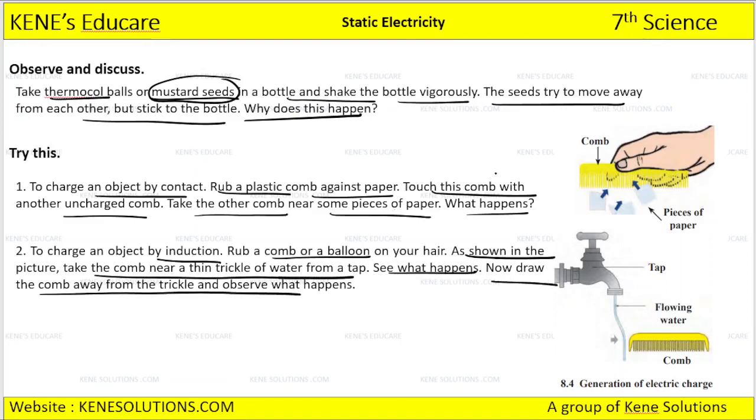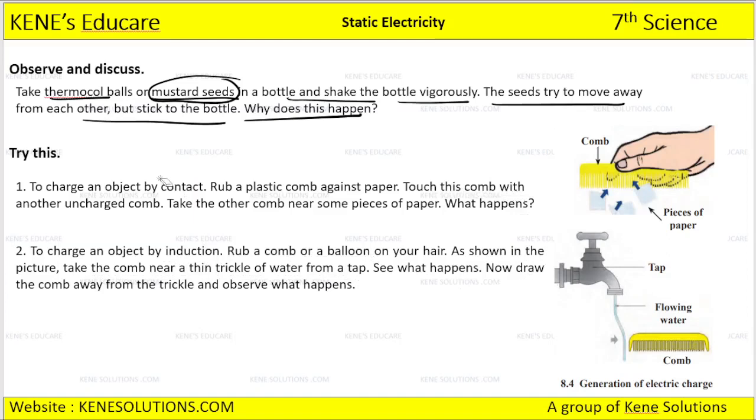Okay. So obviously जब ये ऐसा होता है, अगर आप two charges in contact लाते हो, what you do simply to charge an object by contact, rub a plastic comb against a paper, तो वो charge हो जाएगा. To charge an object by induction, अगर induction से करना है तो simply comb और balloon को hair पे rub करना है and simply we have to bring that to the trickle of water from the tap, तो water tap के पास लाना है. So it is simply the charge by induction, charge by contact.